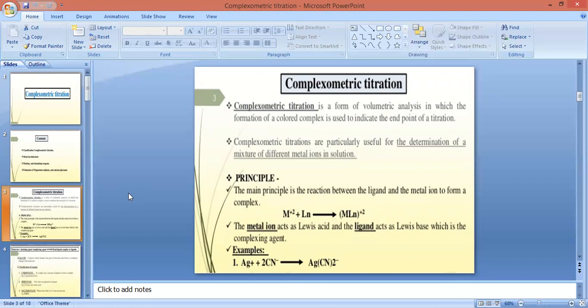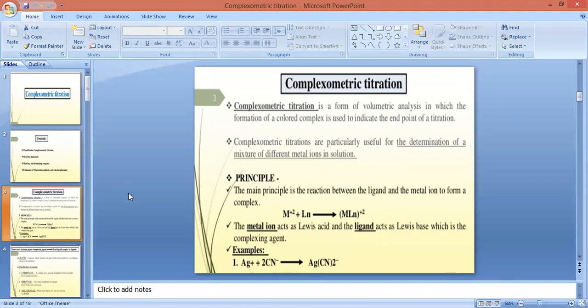Here, when we add standard solution from the burette to the contents in the conical flask, what will be the contents in the conical flask? It will be the solution of metal ion and indicator. So when we add 1 ml of standard solution from the burette to the contents in the conical flask, there will be formation of a complex between the metal ion and the ligand entity of the complexing agent. The formation of complex between these two will have a different coloration. That will be the endpoint of titration.